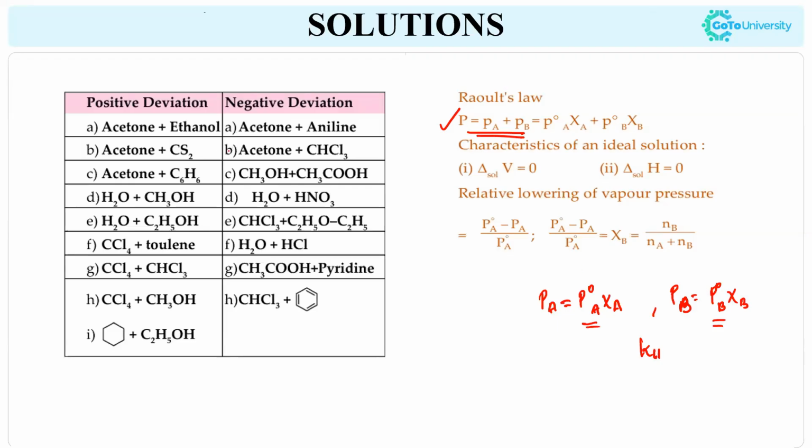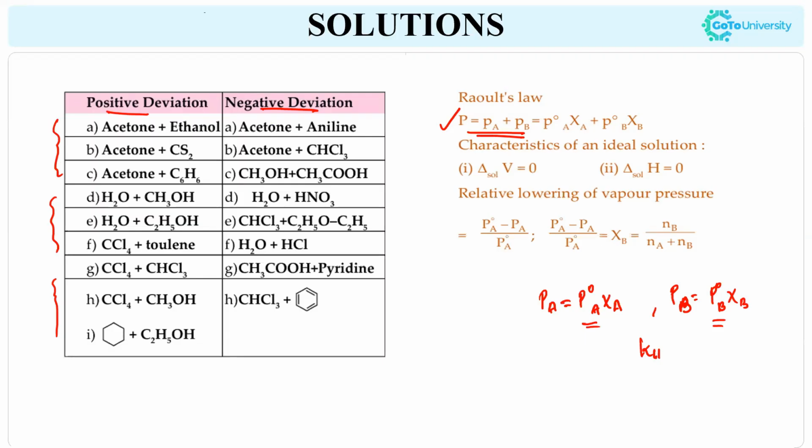And we have some solutions which obey Raoult's law, and we have solutions which show positive and negative deviation from Raoult's law. So some examples also we have to know, because in exams they will ask which among the following is showing the positive deviation from Raoult's law, or which among the following is showing negative deviation. So there is a chance. So we have to remember the examples of these solutions which show positive and negative deviation.